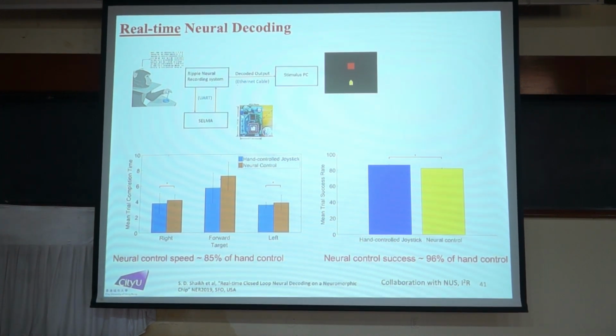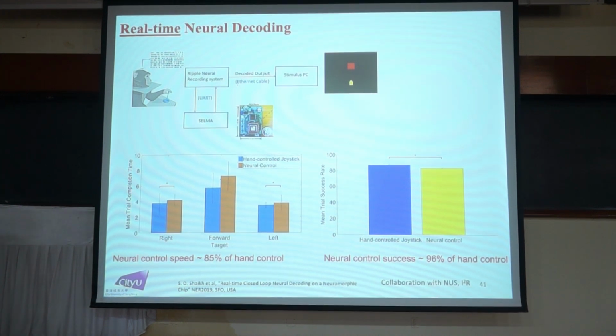What you see here in these two plots is the mean trial completion time. The first blue one is hand controlled joystick, which is when the monkey is just moving the actual joystick, making the actual motion, and we are decoding the data. The second one is entirely brain control, when the monkey is just thinking about it and not making the movement. Okay? What you can see is that in all the cases, the speed that we have is about 85% of hand control, so it's pretty good.